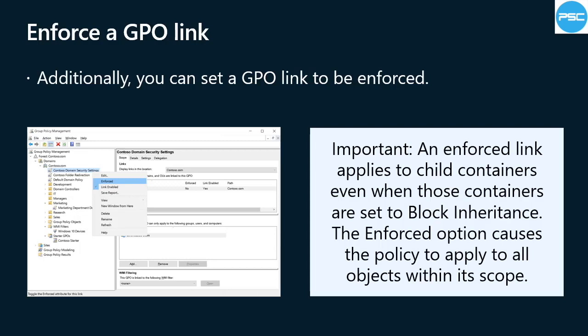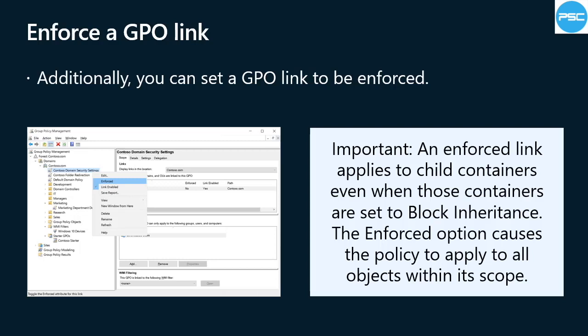When you set a GPO link to Enforced, the GPO takes the highest level of precedence. Policy settings in the GPO prevail over any conflicting policy settings in other GPOs. An enforced link applies to child containers even when those containers are set to block inheritance. The enforced option causes the policy to apply to all objects within its scope.